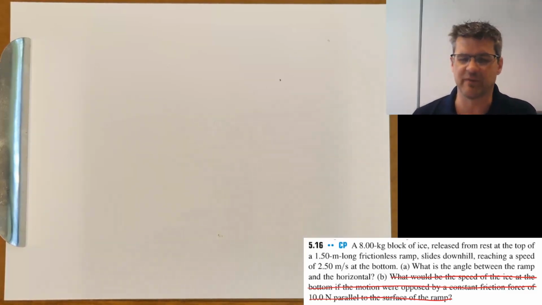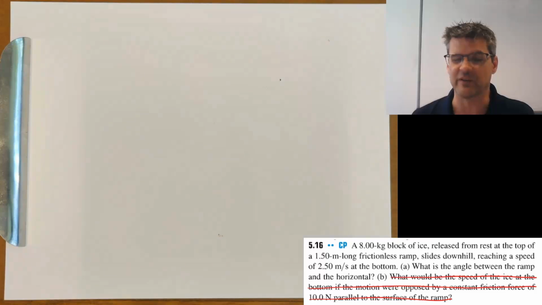So here in this problem, we have an 8 kilogram block of ice released from rest at the top of a 1.5 meter long frictionless ramp that slides downhill, and at the bottom of the ramp, it reaches a speed of 2.5 meters per second. We would like to find the angle between the ramp and the horizontal.